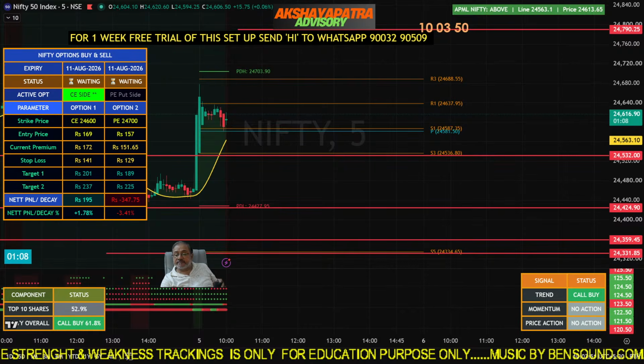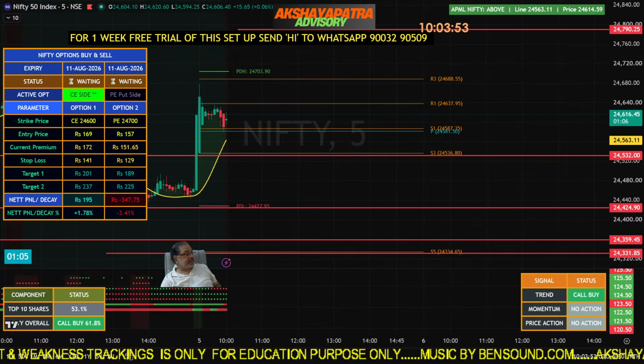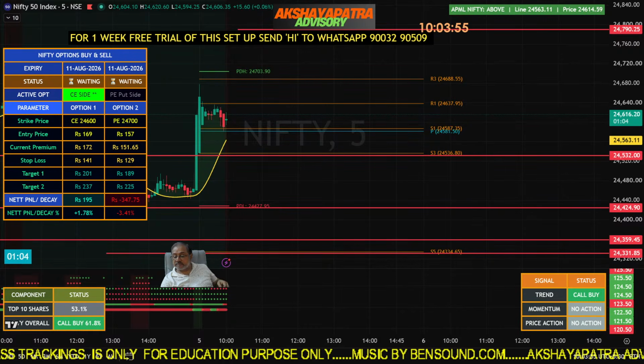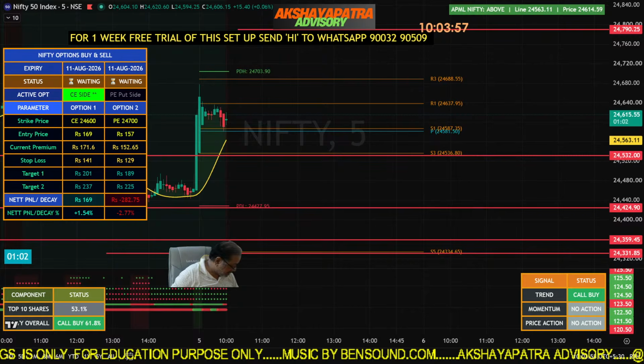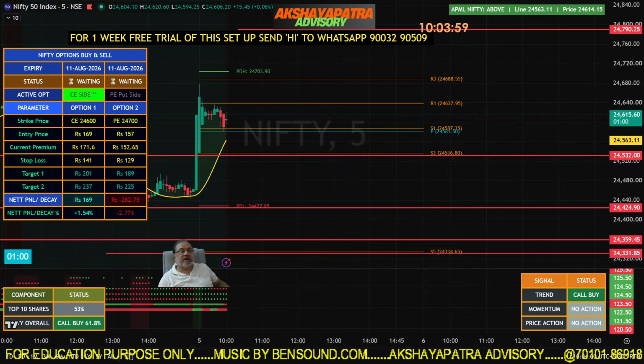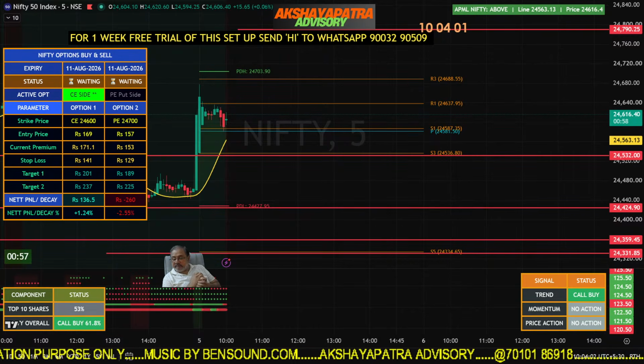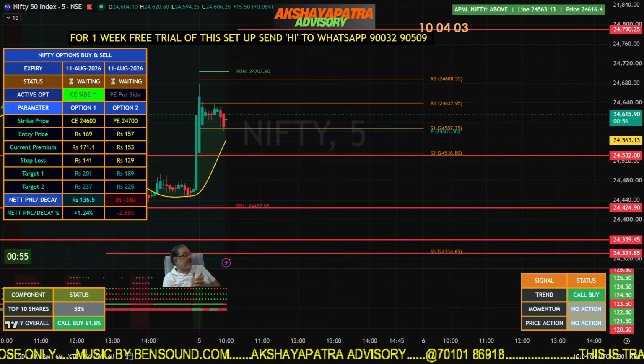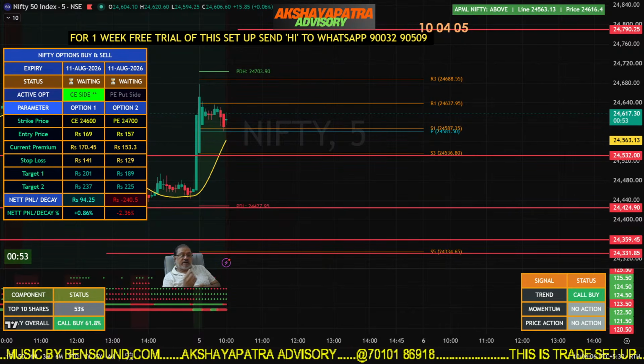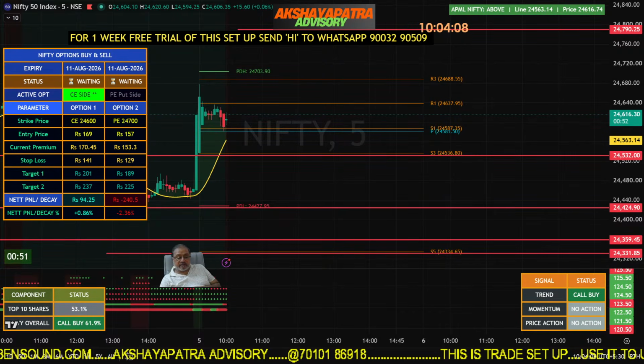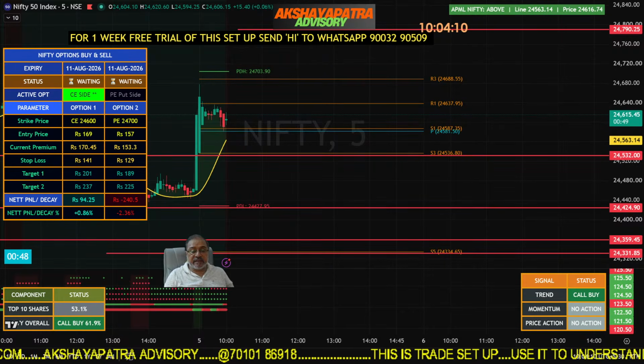No change. No change. RBI monetary policy, that is what I expected. So now nothing will be there. 5.25 remains at 5.25. Only thing is we need to really watch whether Bank Nifty is making any move.